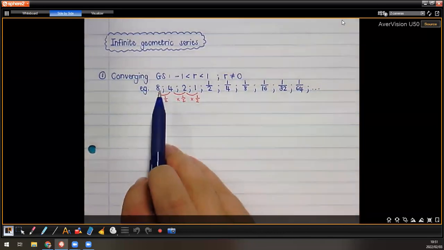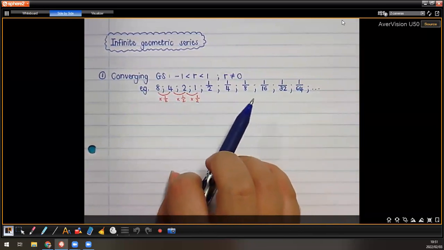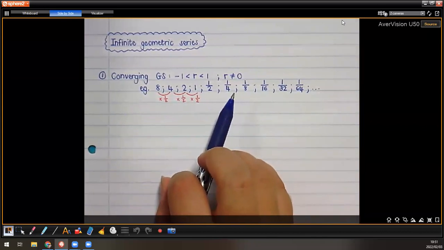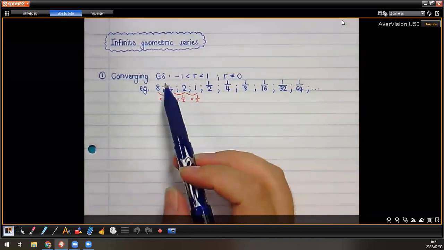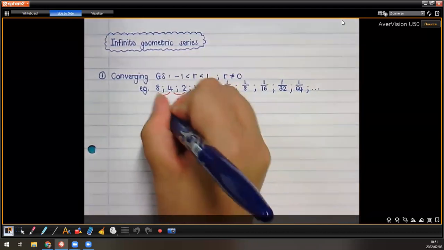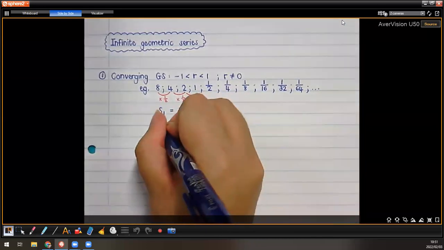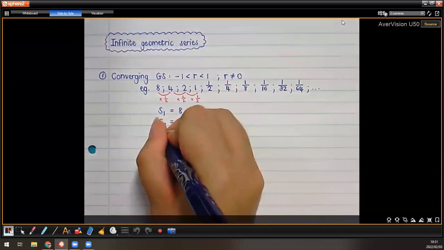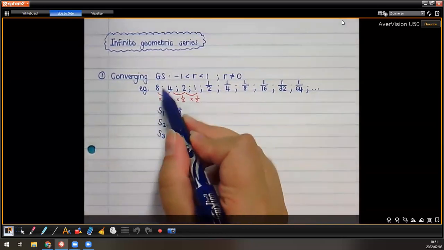And what do we notice about the terms, guys? Do we see that they're getting smaller with each term? Each term is smaller than the previous one, right? Now let's try and think about what's going to happen if we add these terms together. What is the sum to one term going to be? 8. Do we agree with that? The sum to 2 terms is going to be what's 8 plus 4? 12. The sum to 3 terms is going to be, so this one's 12, right? And now we're adding 2.